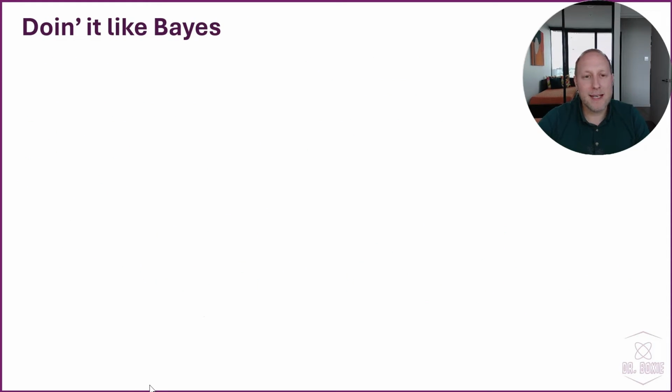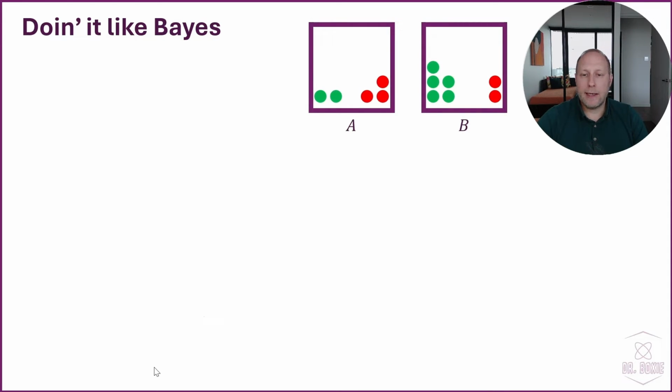To make sure you understand the concepts that we have introduced now, I will give you some problems to try to solve on your own. So we are considering two urns. I call them urn A and urn B, and each of them contains some number of green balls and some number of red balls as indicated in the figure.